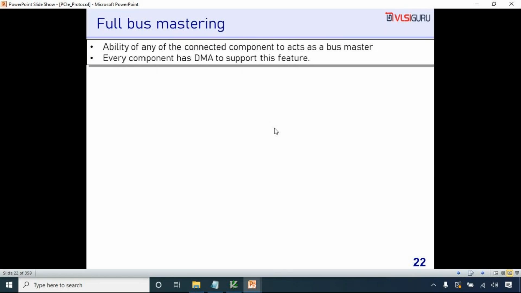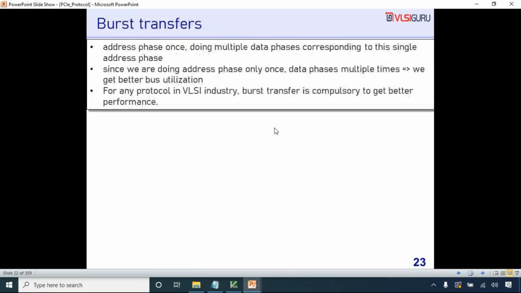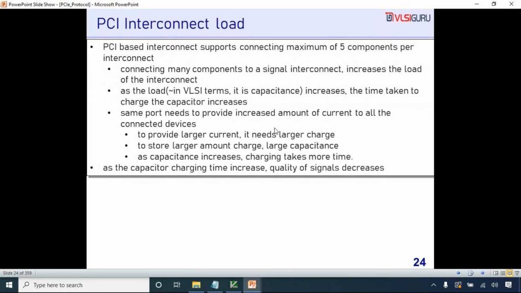Okay. I think I have already talked about full bus mastering, bus transfers we talked, interconnect load also we talked. Yeah, I was talking about interconnect load, right? The PCI based interconnect supports connecting a maximum of 5 components per interconnect. Why? Connecting many components to the signal interconnect increases the load of the interconnect. As the load increases, load is what?